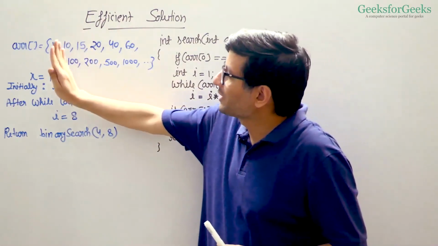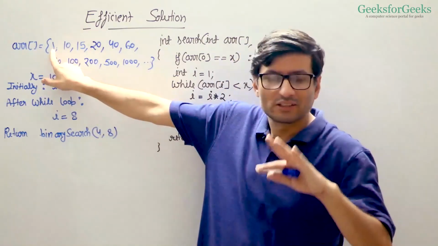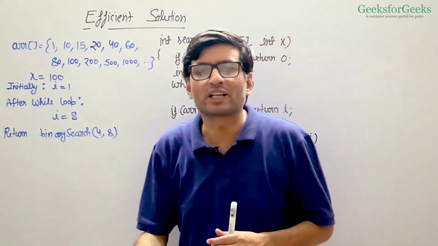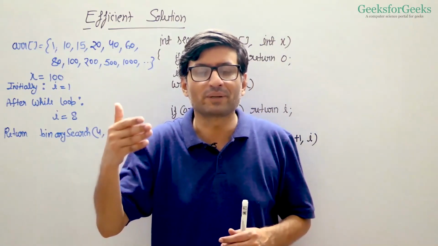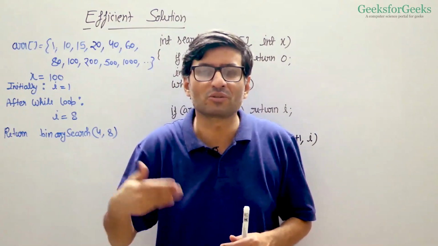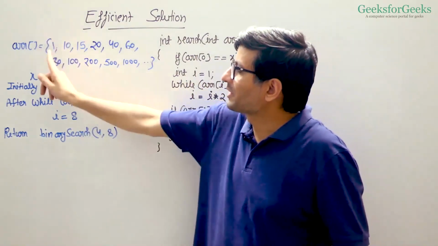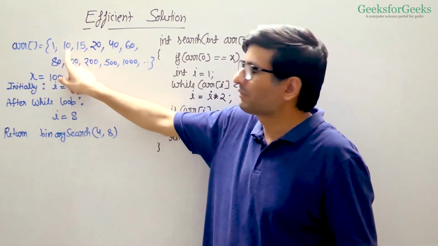So let's explicitly handle the case 0. If this is equal to 0, then I'll return 0, otherwise I'll begin with index 1. Why am I explicitly handling the case 0? Because I need to double the indexes, right? If I begin with 0, then it will be 0 into 2, 0 into 2, which will be 0, right? So I begin with index 1. After explicitly comparing the element 100 with this one and they are not the same, I'll begin with 1.